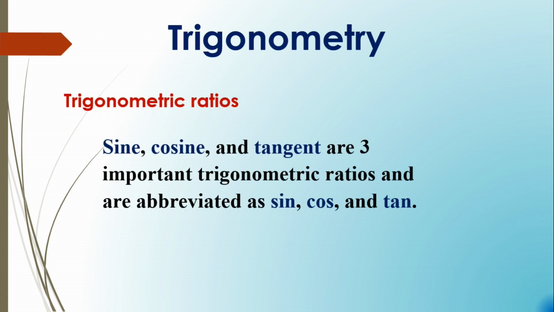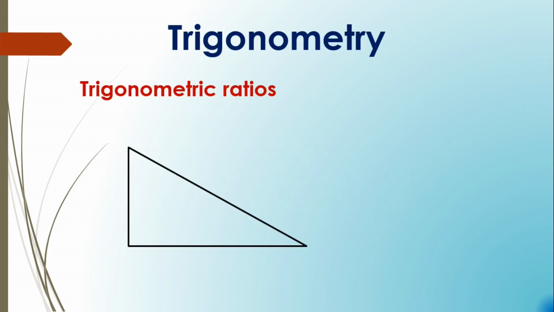Sine, cosine and tangent are three important trigonometric ratios and they are abbreviated as sin, S-I-N, cos, C-O-S and tan, T-A-N. Now let's have a look at this right angle triangle, where we know that the side which is opposite the 90 degrees is the hypotenuse. If we have an angle X, the side opposite to this angle is called opposite of X, and the side which touches the angle is called the adjacent of X. Now we are going to learn about the trigonometric ratios.